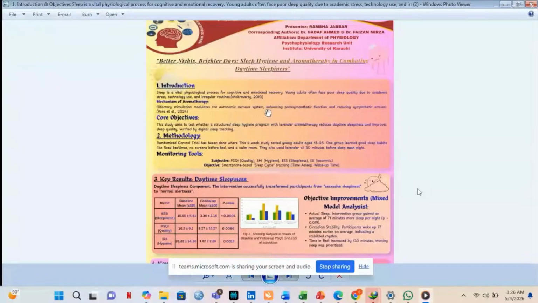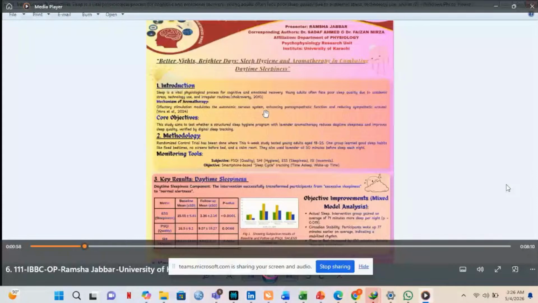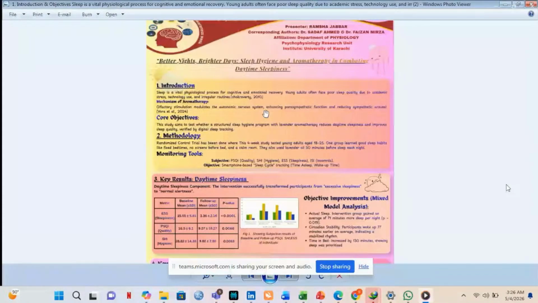Our study, Better Nights, Brighter Days, explores how we can fix it through simple non-pharmacological approaches, which are sleep hygiene and lavender aromatherapy. So, what does it actually mean? How does it work? Let's break it down. Sleep hygiene means creating a bedroom environment that is comfortable with limited disruptions. Whereas aromatherapy works by stimulating the olfactory system, which calms the nervous system and lowers sympathetic arousal, which is raised during stress periods.